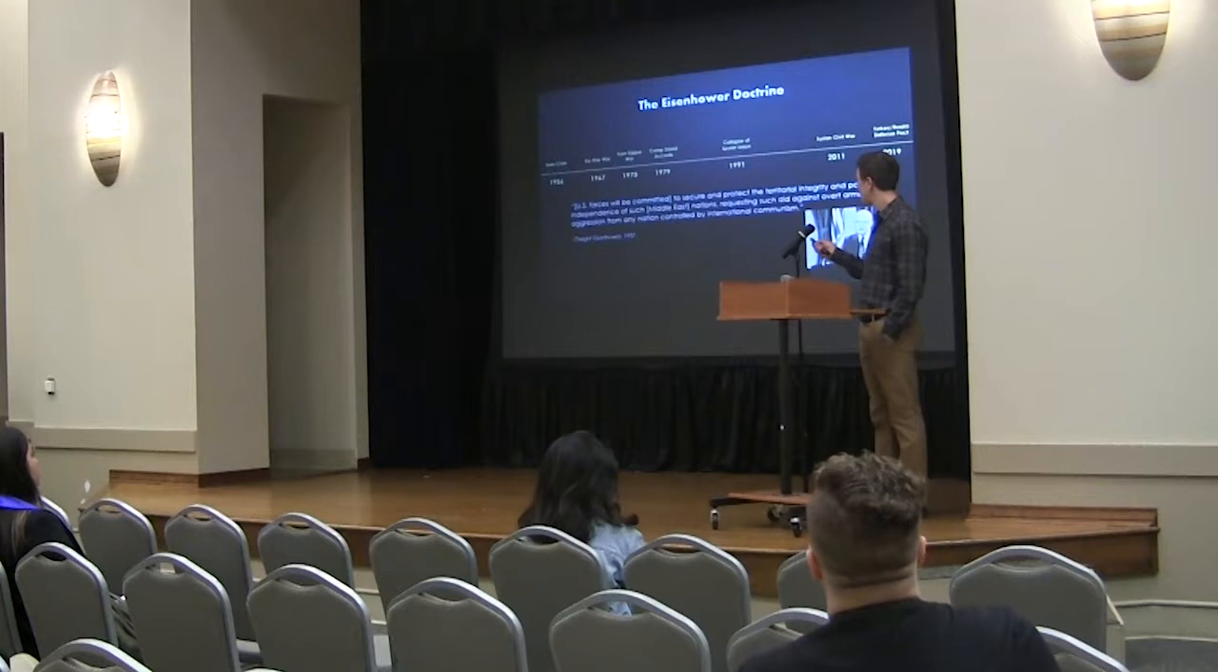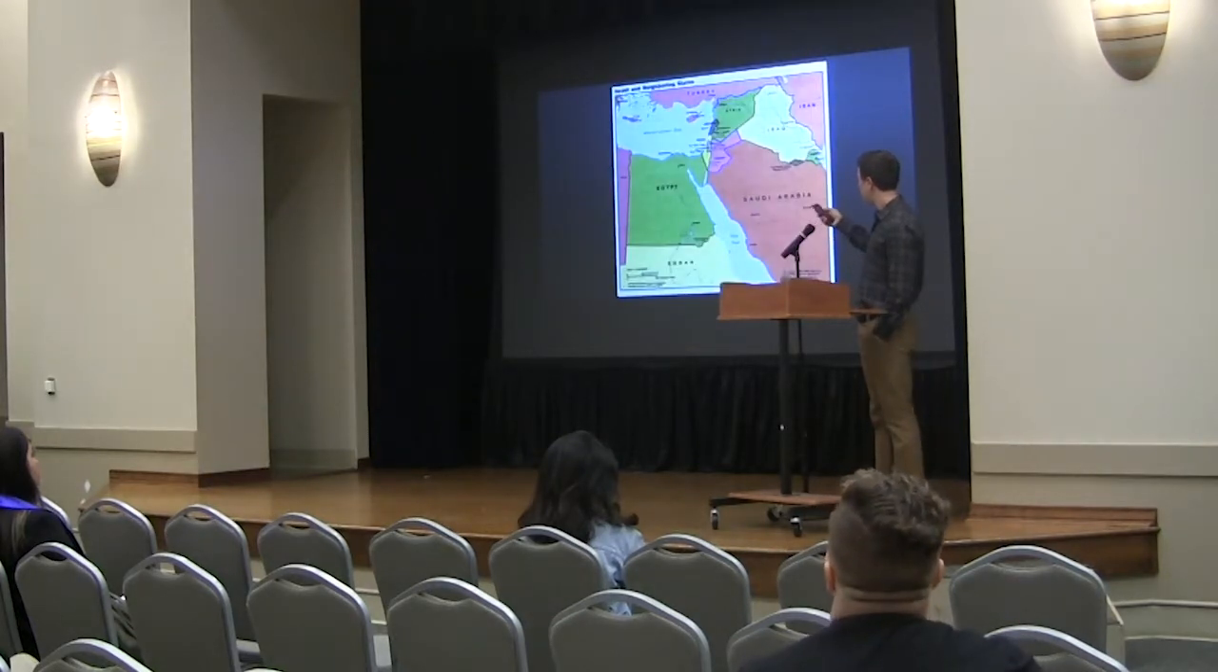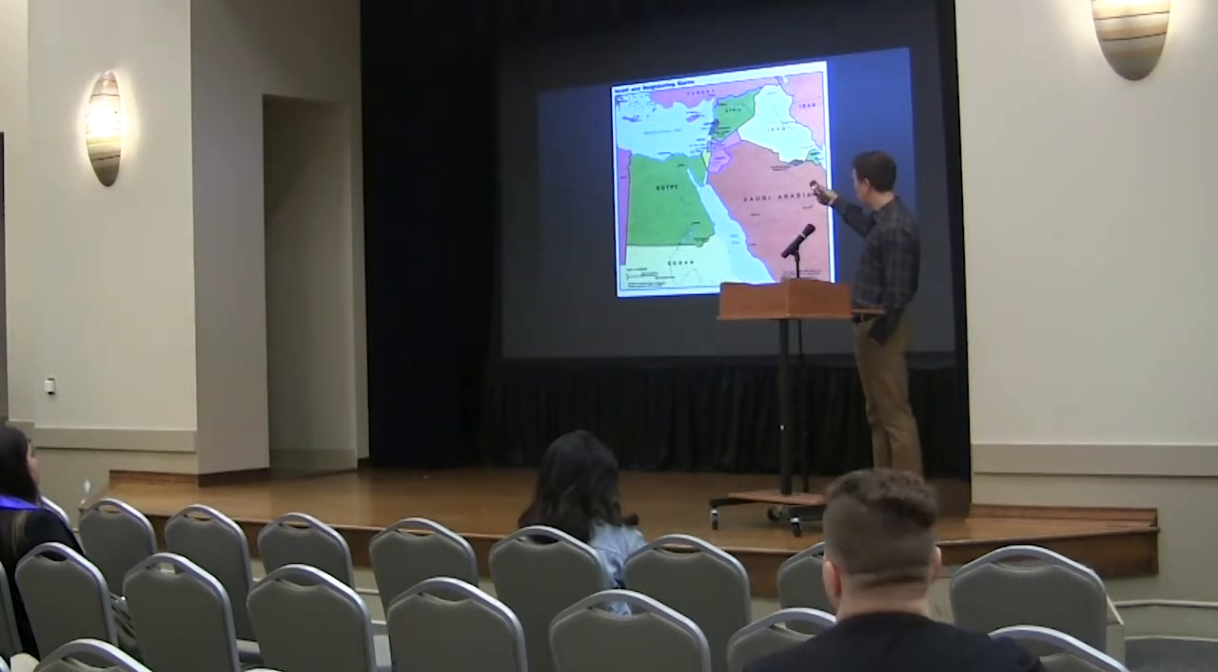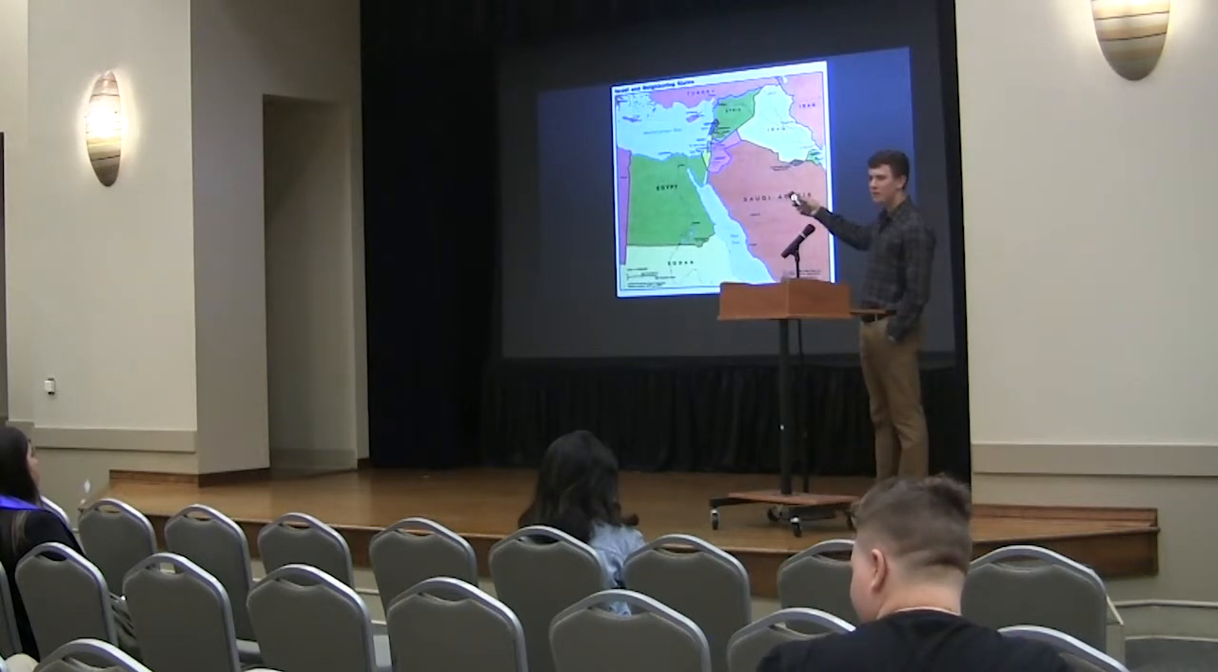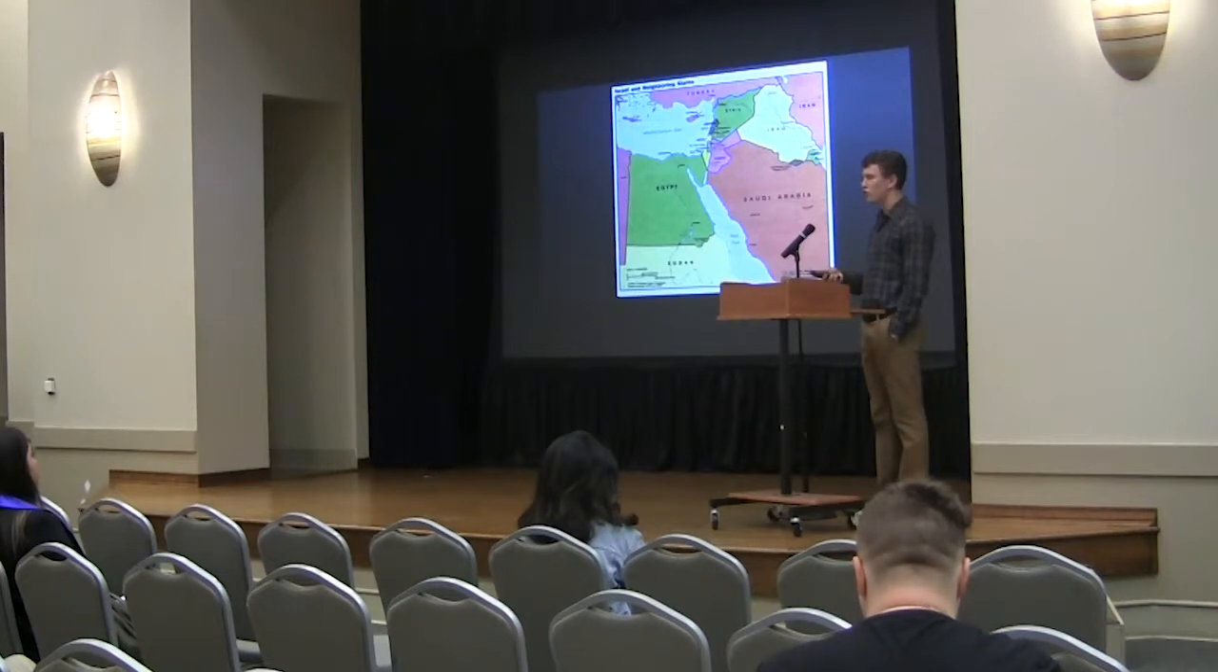In 1956, as you can see, Israel borders Egypt via the Sinai Peninsula. And on the western side of the Sinai Peninsula is the Suez Canal. Egypt refused to recognize Israel's sovereignty and closed off the Suez Canal to Israeli shipping. Understandably, this is a very important trade route and it seriously crippled Israel's ability to build its economy.